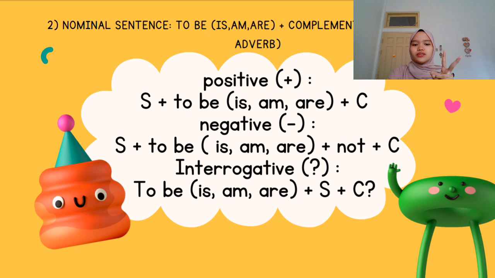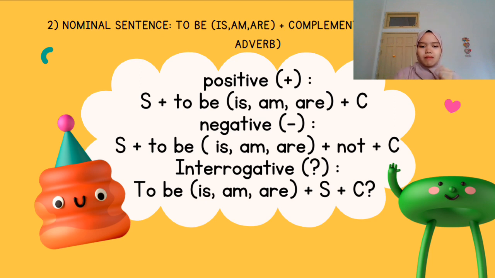And then number 2 is nominal sentence. This is a sentence with to be plus complement: noun, adjective, or adverb. So for positive form, it will be subject plus to be plus complement. For negative form, it will be subject plus to be plus not plus complement. And for interrogative, it will be to be plus subject plus complement.